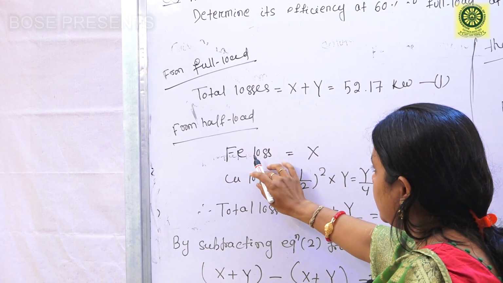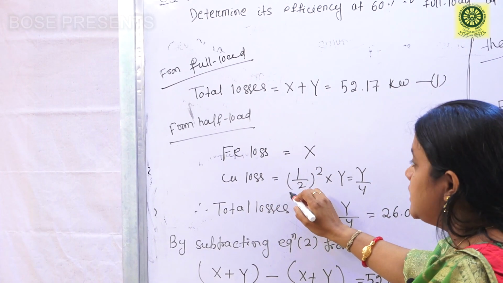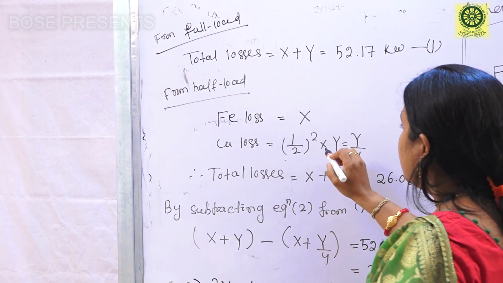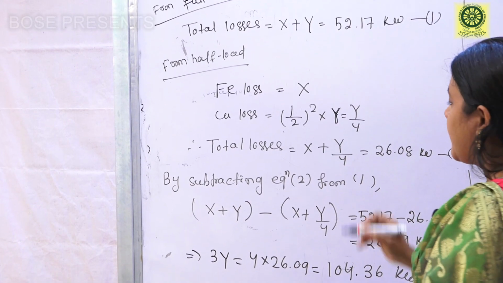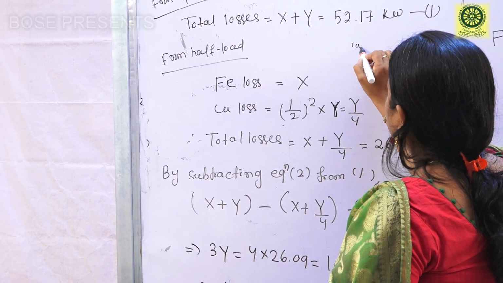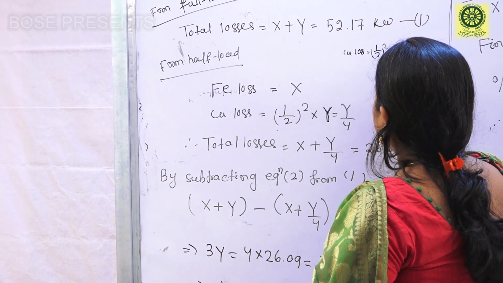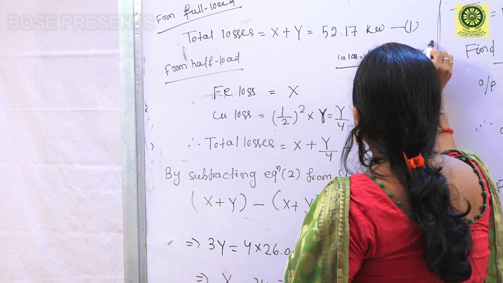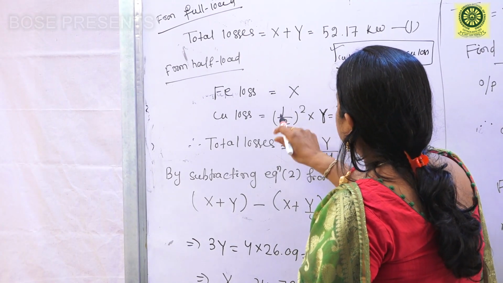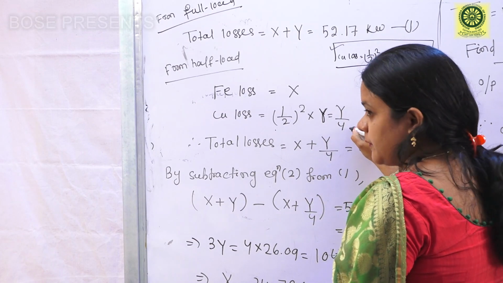So from half load, iron loss is X, but the copper loss is equal to half square into full load copper loss, that is Y. So we know that copper loss is equal to half square into full load copper loss. So the copper loss becomes half square into Y, which is equal to Y by 4.